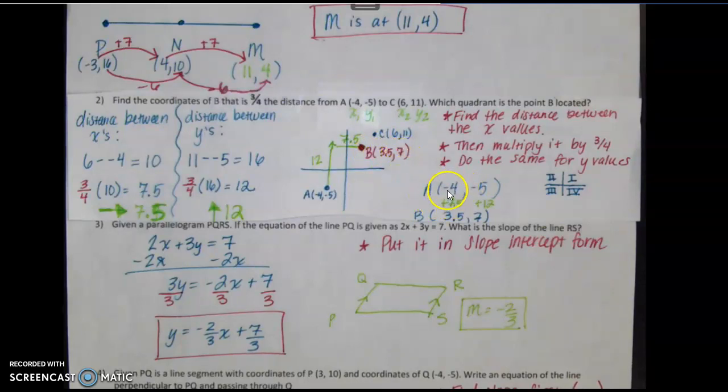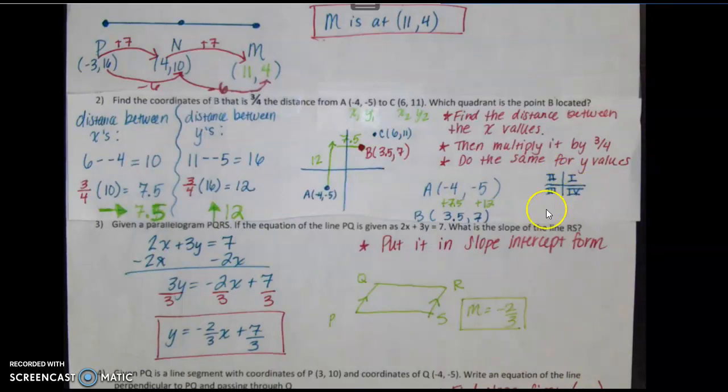You can also do that by taking point A and adding 7.5 to the x value and adding 12 to the y value. Now, when I get that point, 3.5, 7, it is located in the first quadrant. And if you don't remember quadrants, I've got it listed right here. This is quadrant 1, 2, 3, and 4.